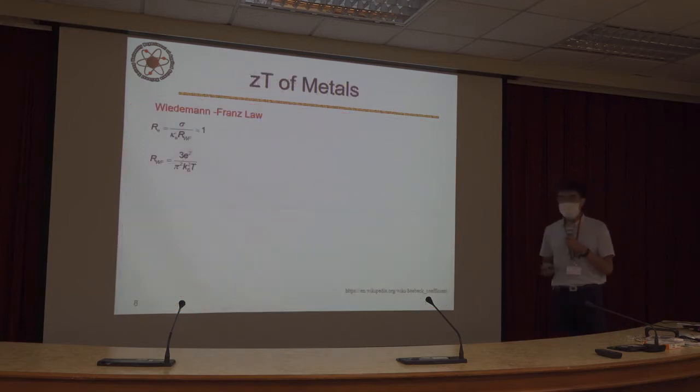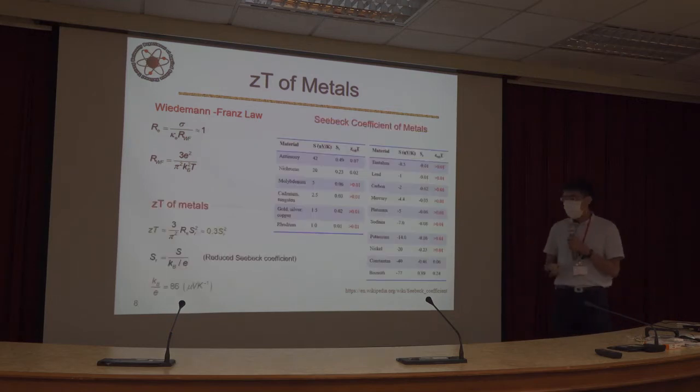So let's see the first trade-off relation, the Wiedemann-Franz law. The Wiedemann-Franz law tells us the electrical conductivity is proportional to the electronic thermal conductivity. So generally, we cannot get a high electrical conductivity and a low electronic thermal conductivity at the same time. For metals, the electronic thermal conductivity is much larger than the lattice thermal conductivity.